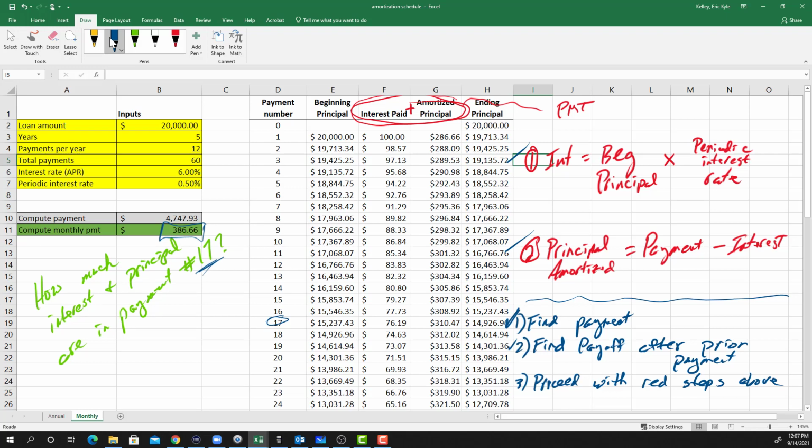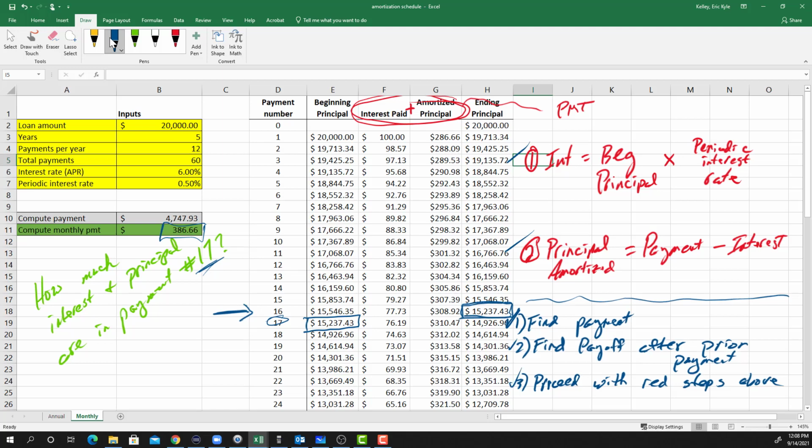Second step, you want to find the payoff after the prior payment. And so again, go back to that video, and you can see exactly the keystrokes in the calculator that got you to this number right here, because we actually were finding the payoff in that other video of payment number 16. So that gets you that number. And then we recognize that number, the payoff after payment 16, is the same thing as the beginning balance in payment 17. And then we're going to proceed with the red steps above.